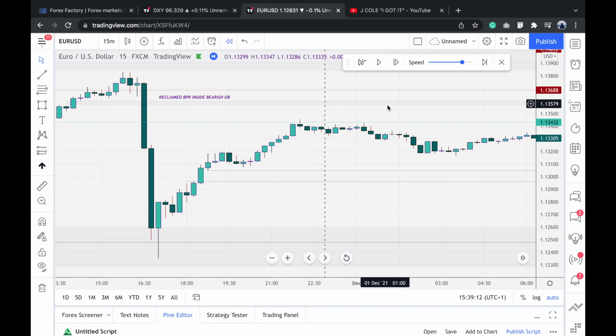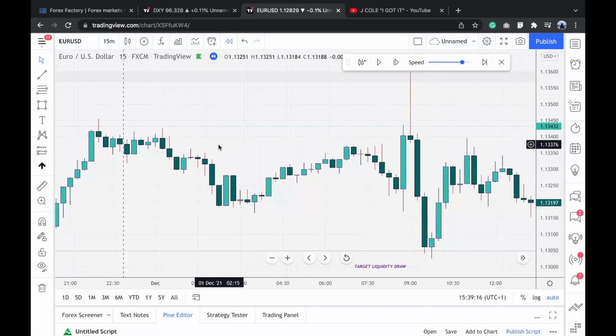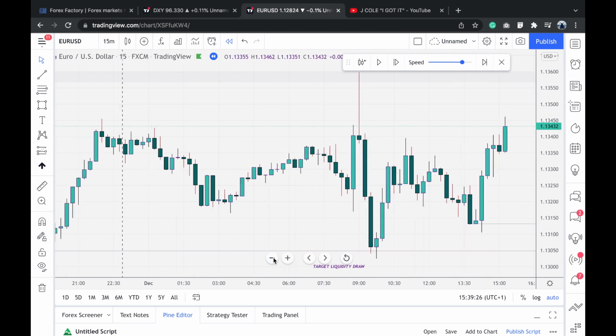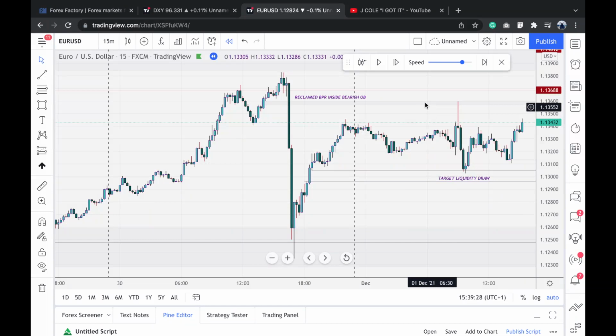Remember, balance price ranges act as natural support and resistance to price. So once price trades up into that, we're looking for a response. Look at what the market does there. The moment we trade up into that, look at the wick. We trade down there. The market is showing us that it wants to respect this reference point.